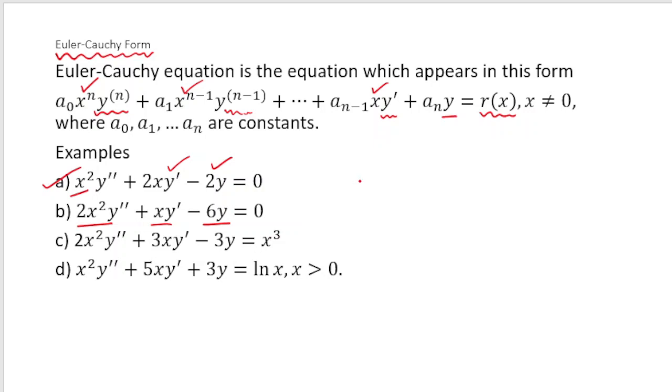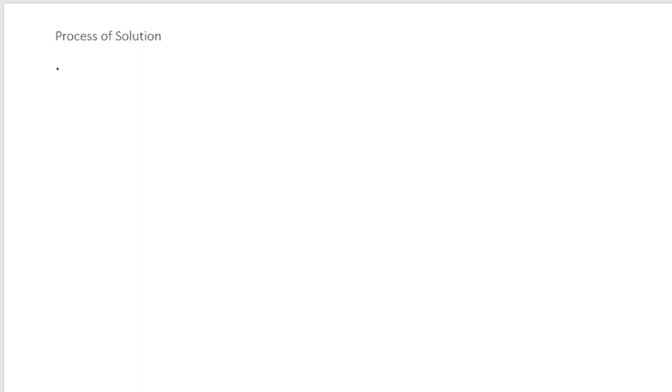If I write one example which is not an example of this form, suppose I write something like x cube y triple dash, the third order derivative of y, plus 2x y double dash plus 7y is equal to 0. This is not in Euler-Cauchy form because this term is a second order derivative of y, but it is multiplied by the first power of x. So I hope you are clear about how to identify whether a differential equation is in Euler-Cauchy form or not. Now let us talk about the process of solution.